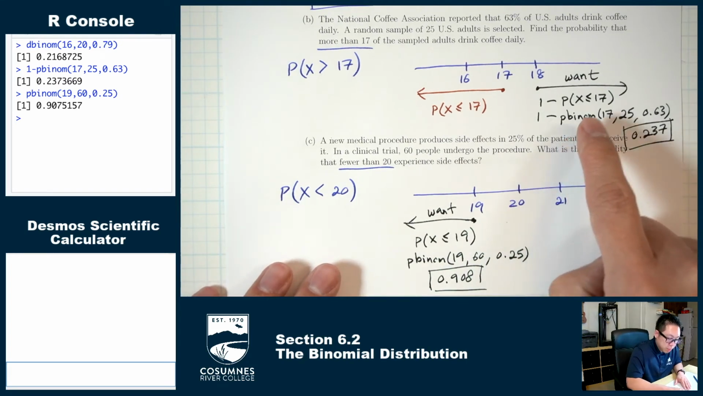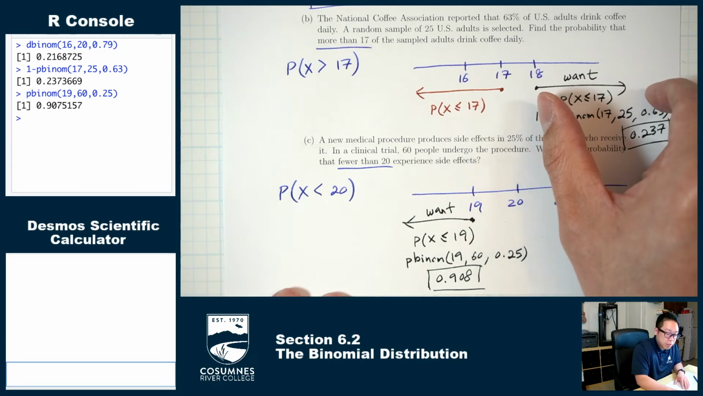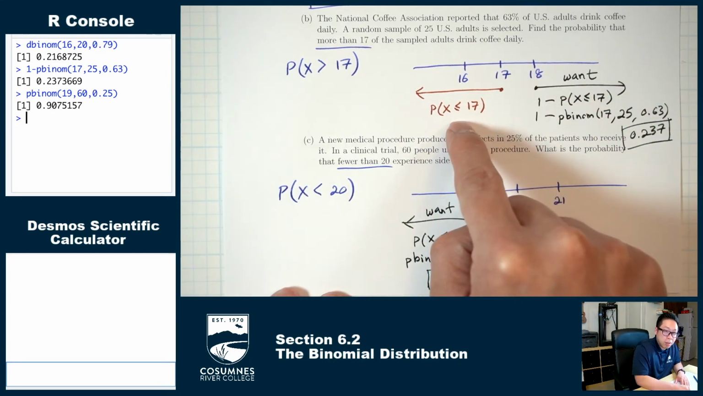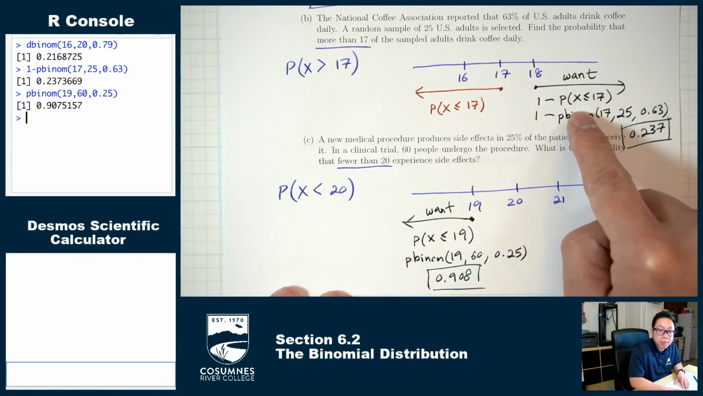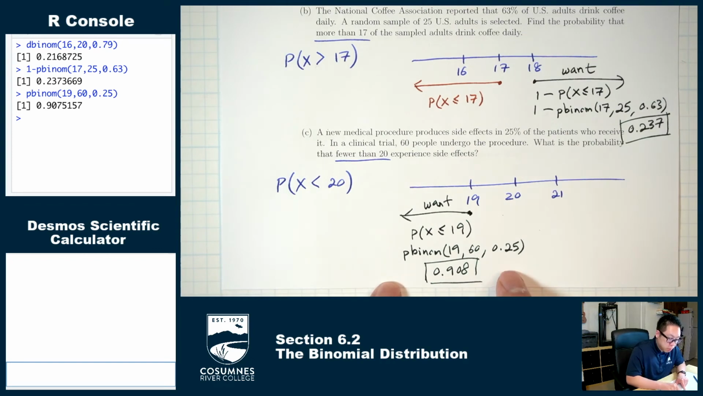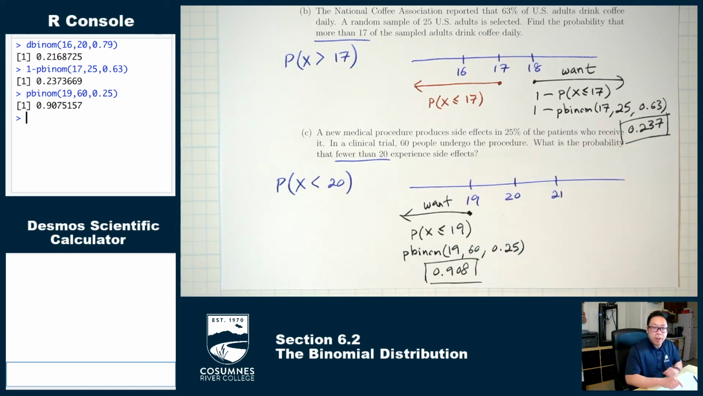In part B, I drew the picture. If you are looking for something to the right, you need to look at the left part first, write that out using less than or equal, and then do a 1 minus. And that's going to tell you what you need to write. Now, this one, I want the left side, right? So for the left side, I don't need to do a 1 minus because the left side is exactly less than or equal to 19, and I can just type it in directly without having to do a 1 minus.